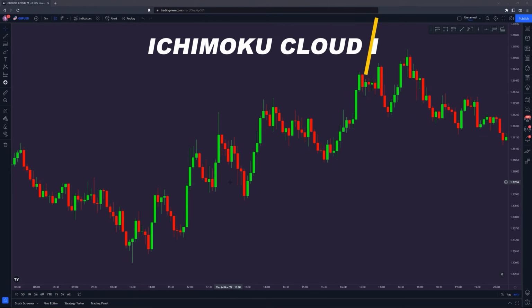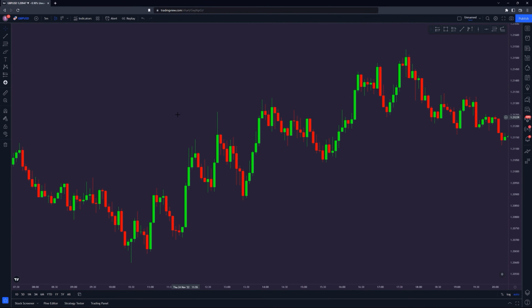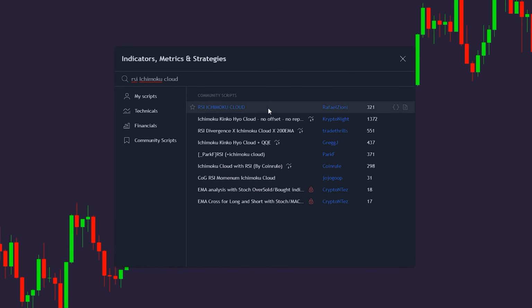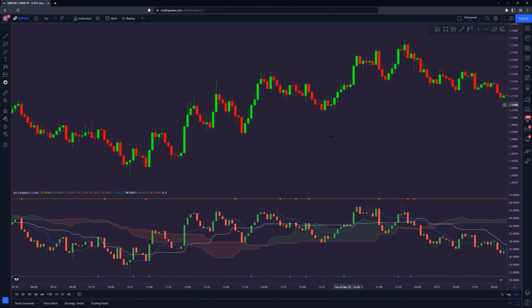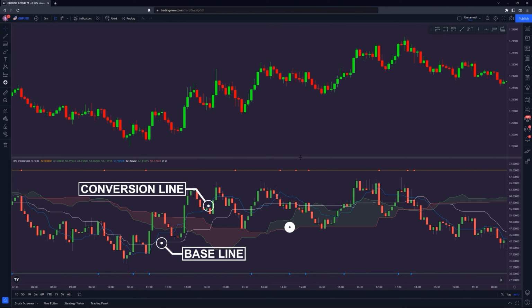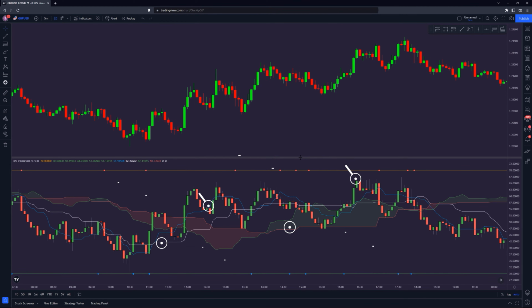Ichimoku Cloud RSI was designed to help you in confirming your trades or identifying exit points. Go to Indicator menu and search RSI Ichimoku Cloud and use this indicator. This is Kijun Sen, also known as the baseline. Tenkan Sen, this is also known as the conversion line. This is Kumo Clouds. This indicator draws Japanese candlesticks instead of the RSI line. I will show you more details in a moment about candlestick based RSI.